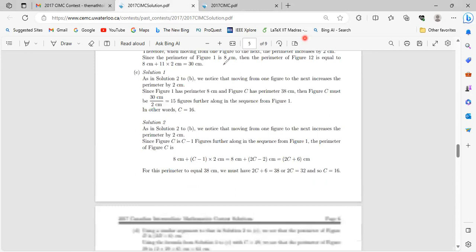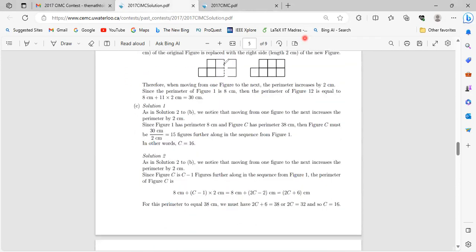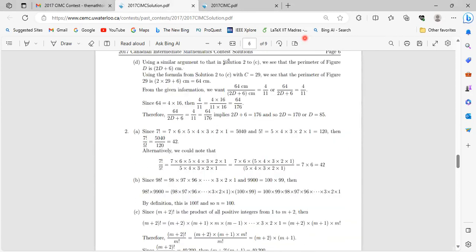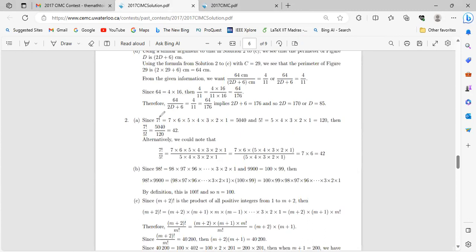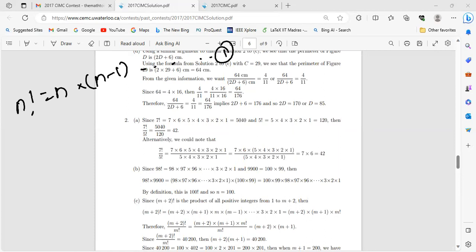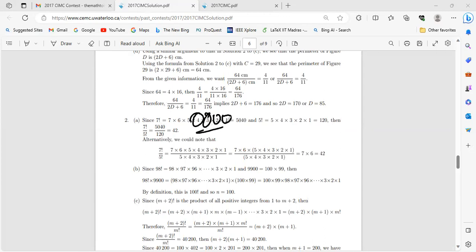You have learned this nPr nCr formula before, right? And the factorial also you are aware. n factorial means it goes from n times n minus 1 up to 1, isn't it? So when they say 7 factorial, you write 7 times 6 times 5, 4, 3, 2, up to 1. If you multiply all of them, you get 5040. And 5 factorial is 5 times 4 times 3 times 2 times 1, which is 120. So you just have to divide them, and the answer is 42.